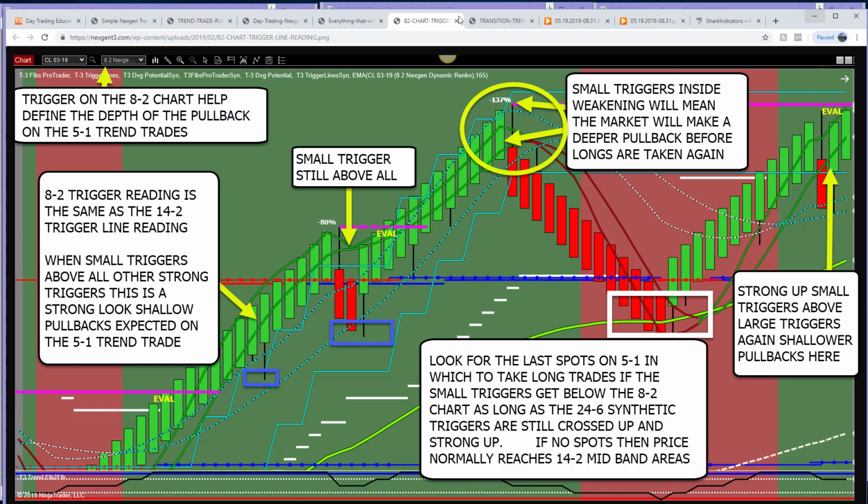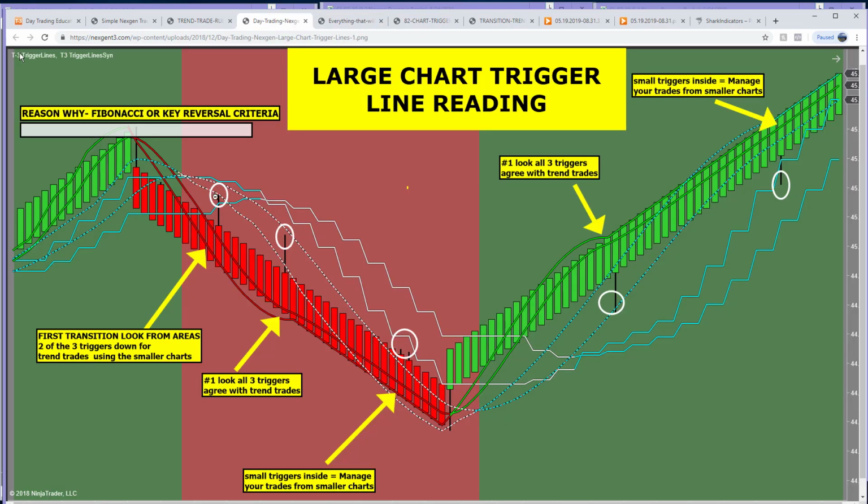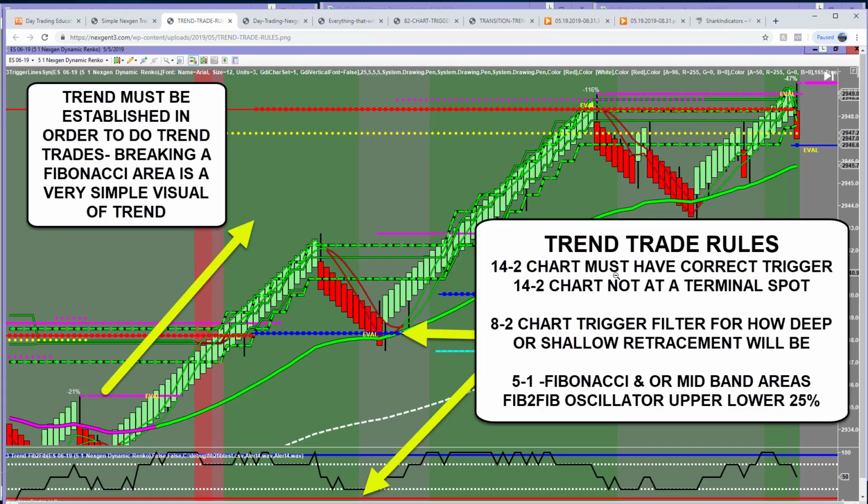So again, three things that we're going to do for our triggers, right? 14-2 chart triggers must be right. And by the way, notice the consistency. I go back and draw white circles on them. You know, I've done this for a long time. So 14-2 chart triggers are correct. The 8-2 chart triggers are correct. And then the 5-1 has fibs, mid bands, and the oscillator in the right spot.